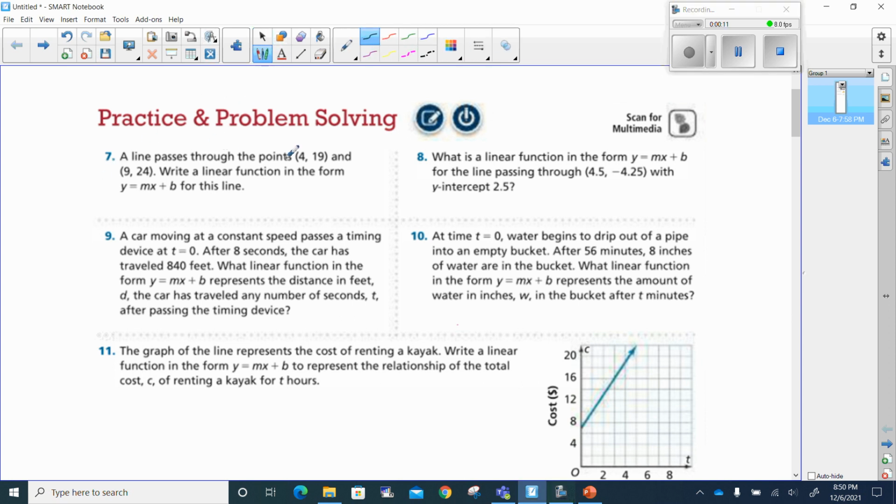The line passes through points 4 and 19 and 9 and 24. Write a linear function in the form of y equals mx plus b. We're going to use the formula y2 minus y1 over x2 minus x1.